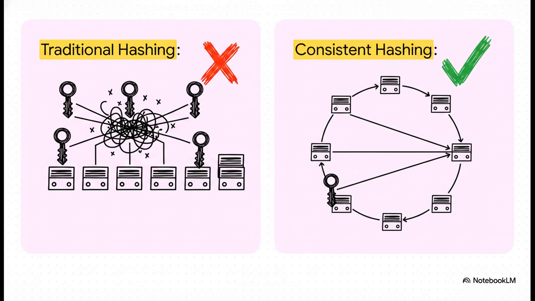And this is where you really see the magic. On the left, with the old way, adding a server is pure chaos, a total reshuffle. But on the right, with consistent hashing, look how calm it is. You drop a new server onto the ring, and it just calmly takes responsibility for the keys right before it. The vast majority of your other data doesn't even notice. Your caches stay warm, and the system just keeps on humming.